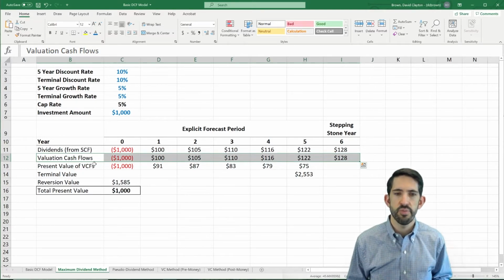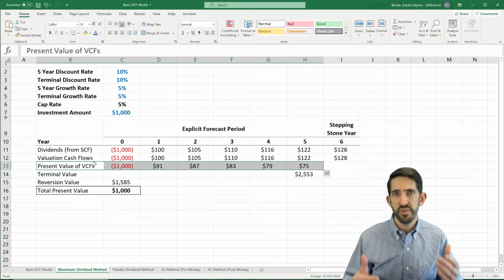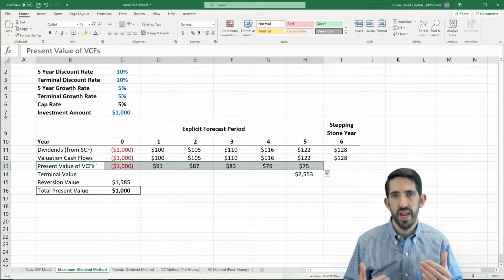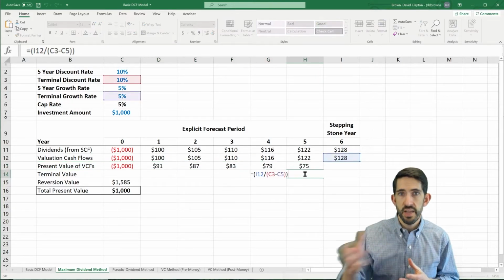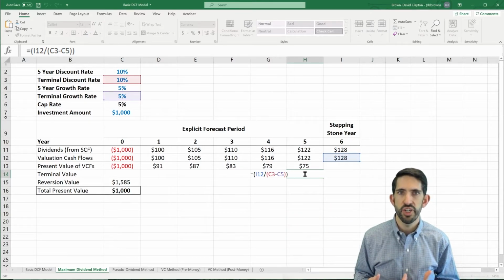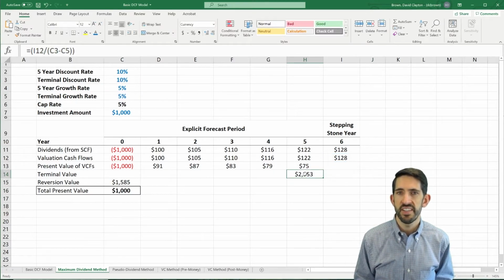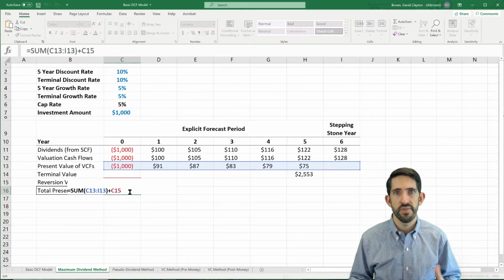To then get them back to present value, we discount them the same way we saw in the prior video. Each of the explicit cash flows is discounted back to today based on how far in the future they are, from 1 to 5 years. And then we also estimate our terminal value, again using our stepping stone year, or the start of our terminal period cash flow, divided by R minus G. Remembering that the terminal value is a time 5 value, so we take that back to time 0, we call that the reversion value, and add that all together to get the present value of our security.